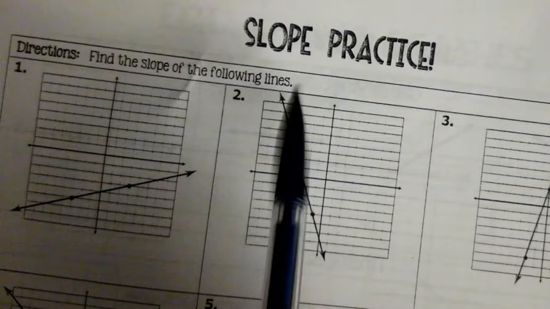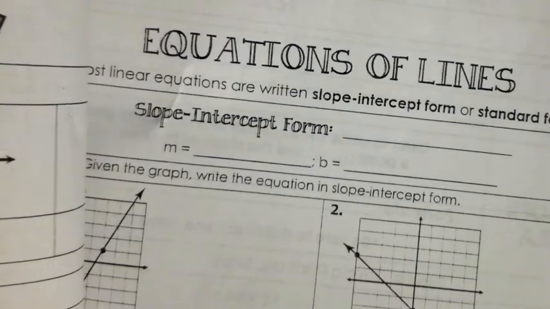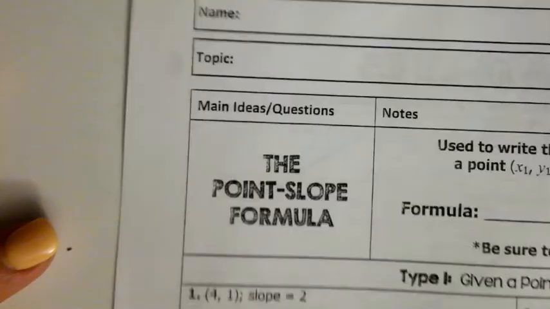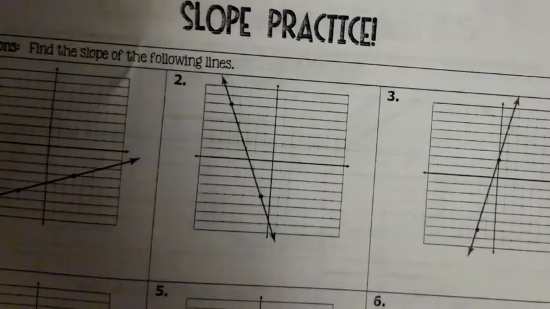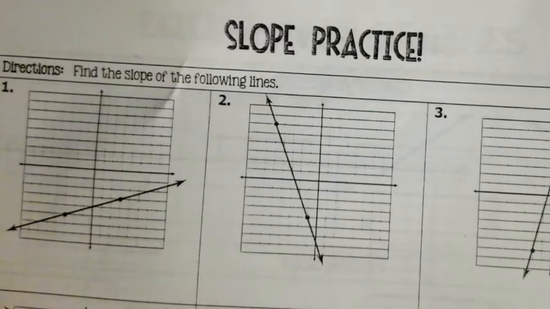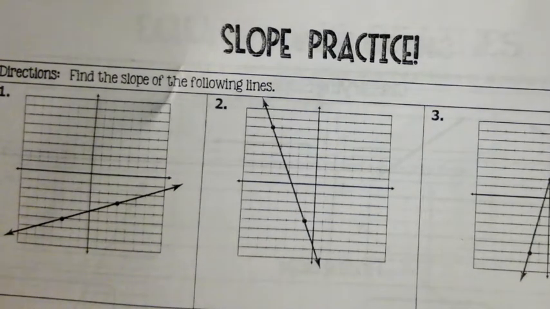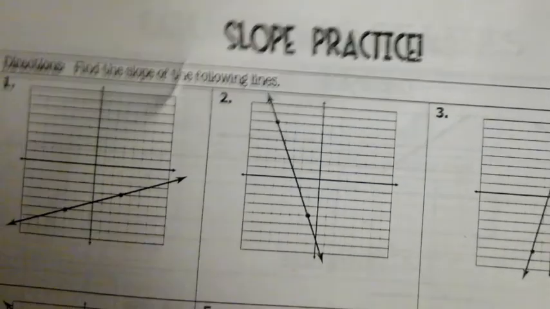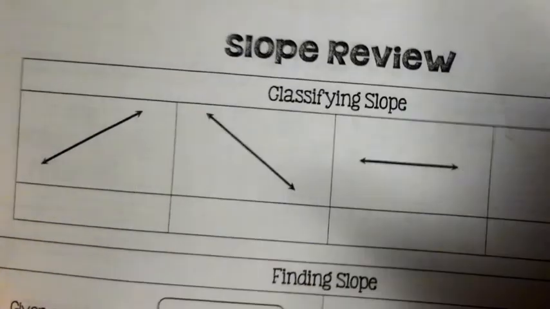What you're going to need is the slope practice packet. It should have this page, and then the second page should be the equations of lines, and on the very back it'll have the point slope form. We're going to start on this page here and talk about slope. So you need your calculator and a pencil because you are doing this while I do it. This is the page that should be on the front, so flip to this page.